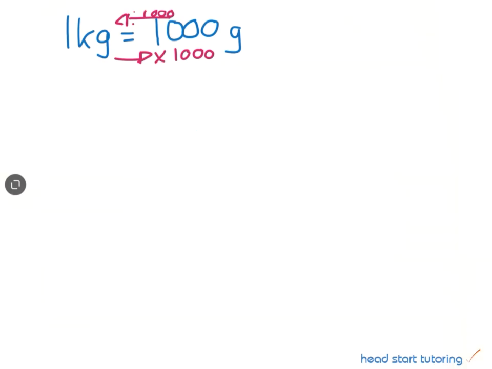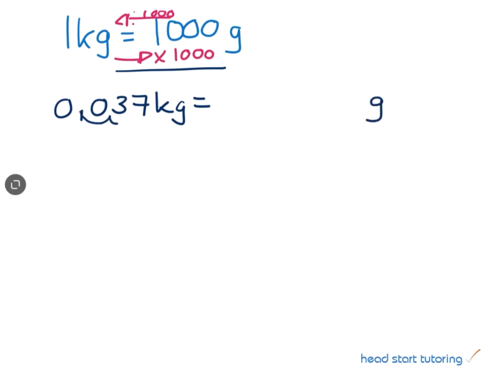So if we have a look at 0.037 kgs, if we would like to convert this into grams, we are going to times by 1,000 because we are going from our bigger measurement to our smaller measurement, so the number needs to get bigger. So we go from our decimal place 1, 2, 3 places to the right, and our answer is 37 grams.